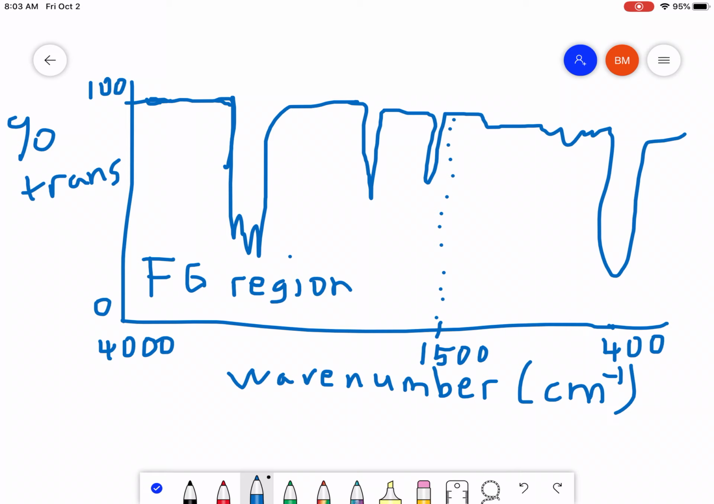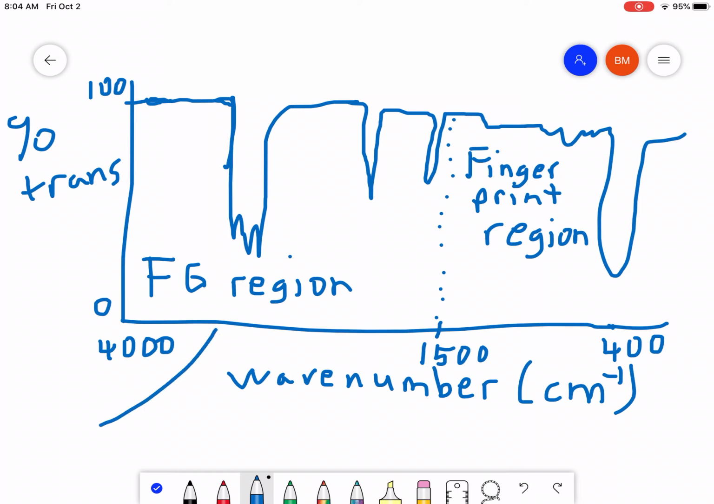Anything less than 1,500 is called the fingerprint region. One of these regions is much, much more reliable than the other one, and that's going to be the functional group region. That's where you're going to do most of your analysis.